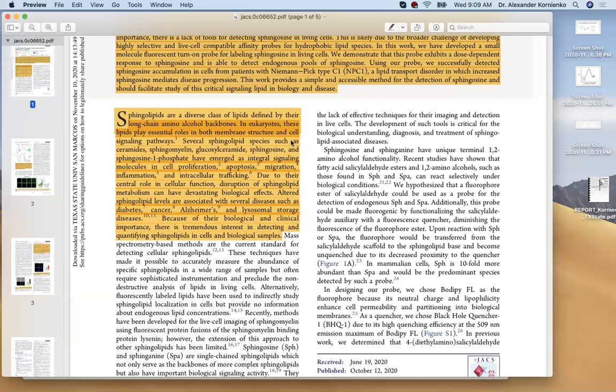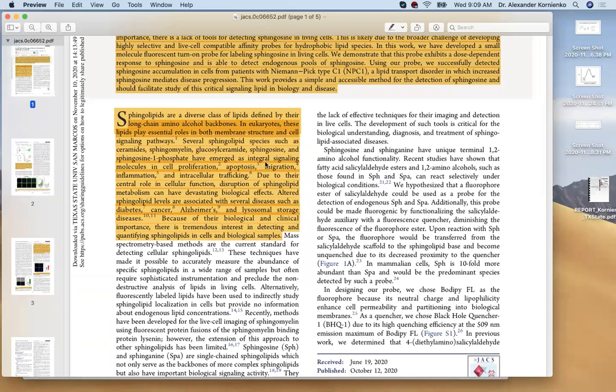Several sphingolipid species such as ceramides, we know ceramides. Sphingomyelin, we know sphingomyelin. Glucosyl ceramide, we know that. Sphingosine, we know that. The only thing we probably have not had on the slide yet is sphingosine 1-phosphate, but we can draw it already, right? Position 1, put the phosphate on sphingosine.